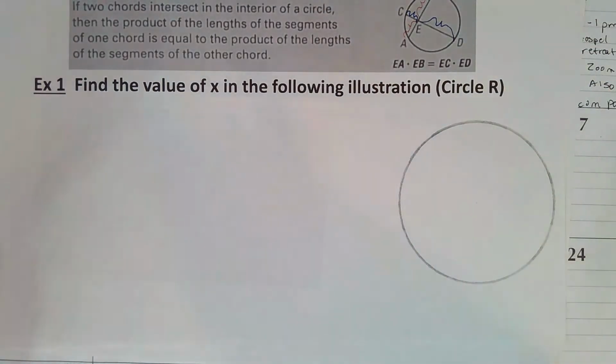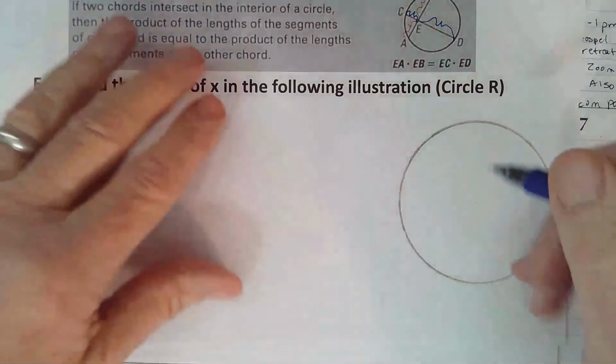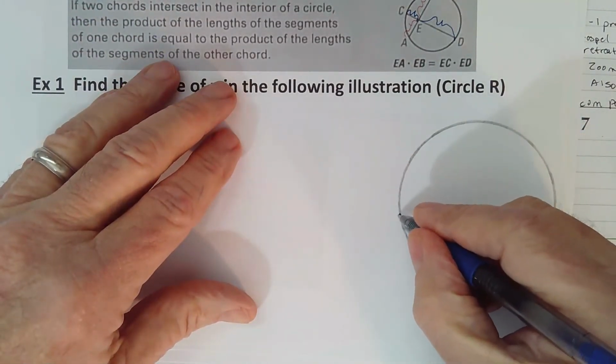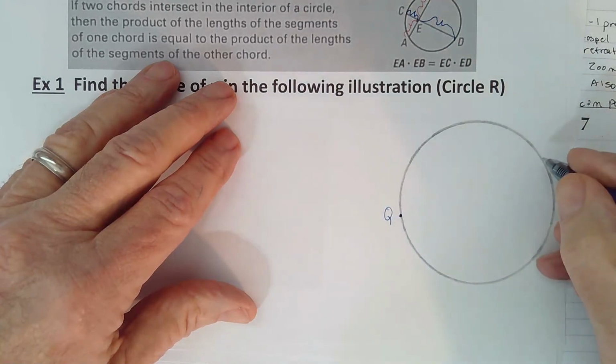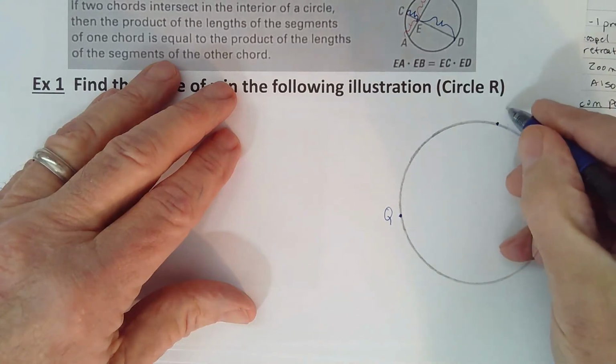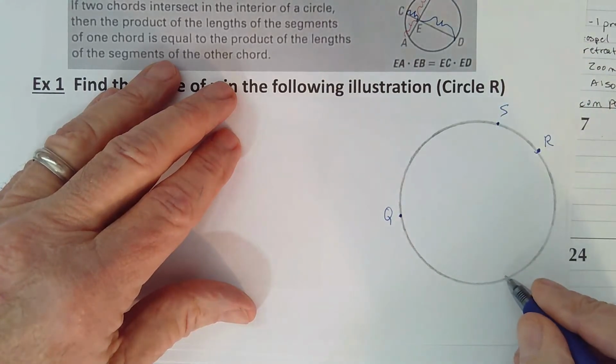So we're going to do that in this circle here. I'm going to just create two chords. So let's see, I'm going to put point Q over here and point R here, and I'm going to put point S up here, and down here I'm going to put point T.